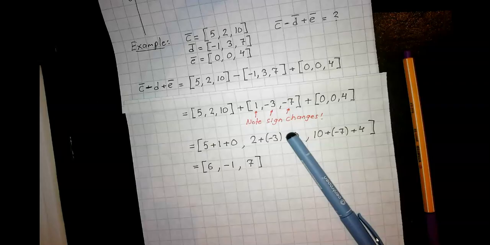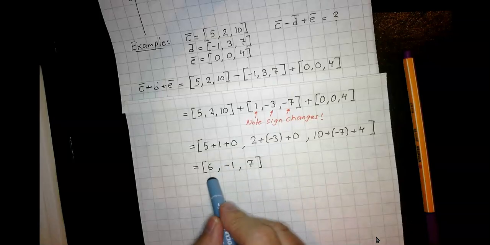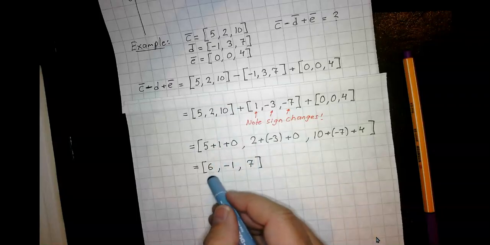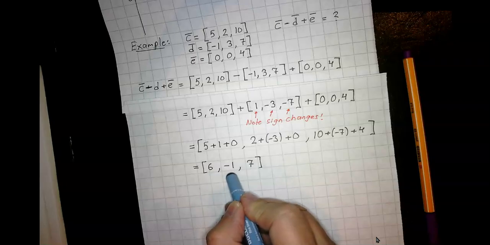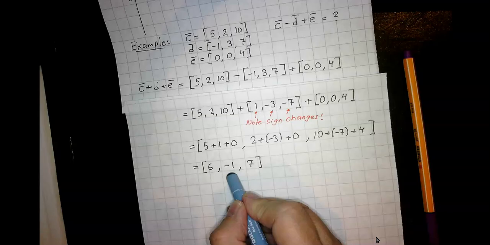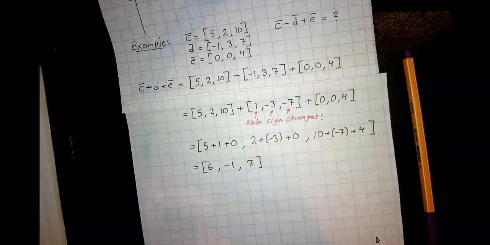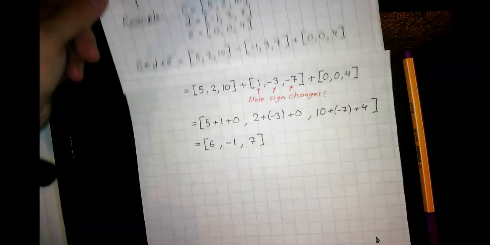Many times we call that resultant. The sum of vectors is called resultant. And this will be the resultant. It would be, for example, that the sum force of this example is 6 kilonewtons to the direction of x-axis, minus 1 kilonewton to the direction of y-axis and 7 kilonewtons to the direction of z-axis. And this we could solve without any need to draw any pictures.